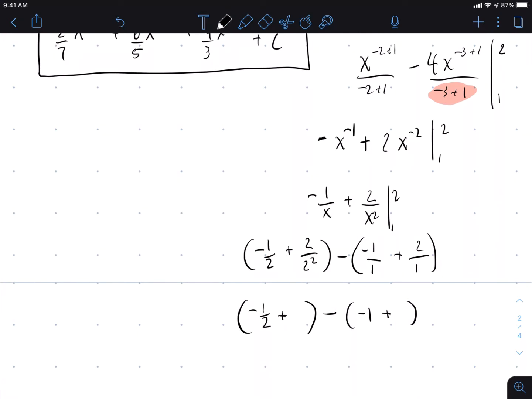Does everyone agree with me about my mistake? You guys see it? So what's this going to be? Doesn't that become 1/2? And this is a 2. So I'm going to get 0 minus 1. So my answer should be negative 1.